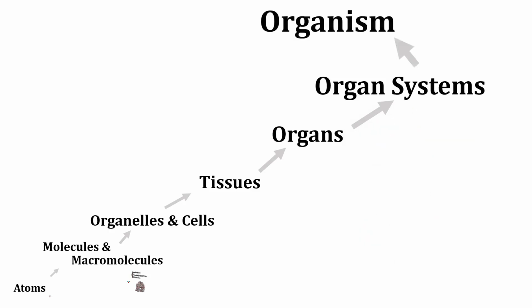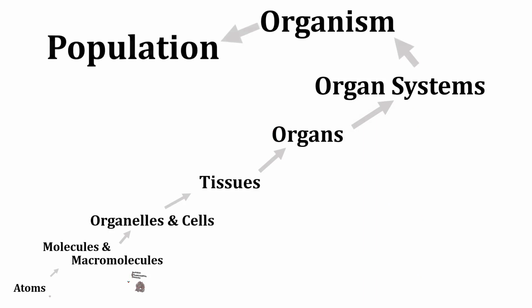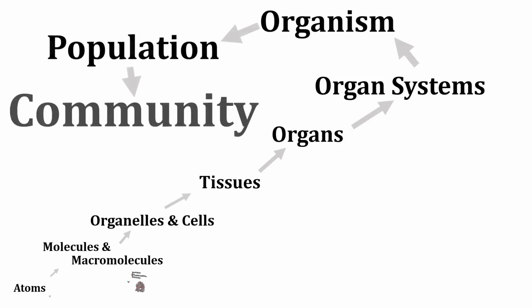Okay, you add a bunch of organ systems together, you form the organism, and then you add a bunch of organisms together, it's a population. You add a bunch of different types of populations together, it's a community. Okay, so this is kind of the grand scheme of how life is arranged.